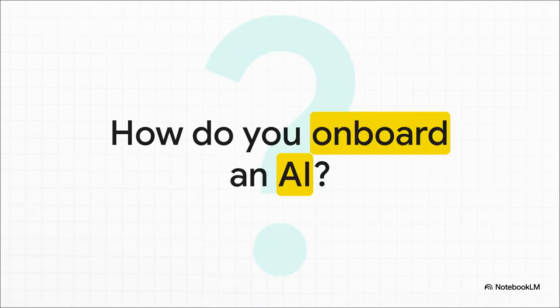Okay, so let's just jump right in with a question that honestly had a really messy answer until very recently. When a human developer joins a project, what do you do? You point them to the README file. Simple. But what about an AI coding agent? How do you onboard it?